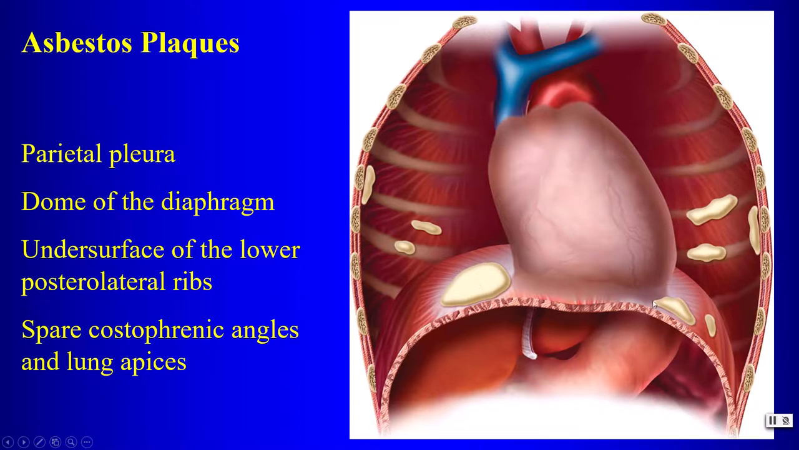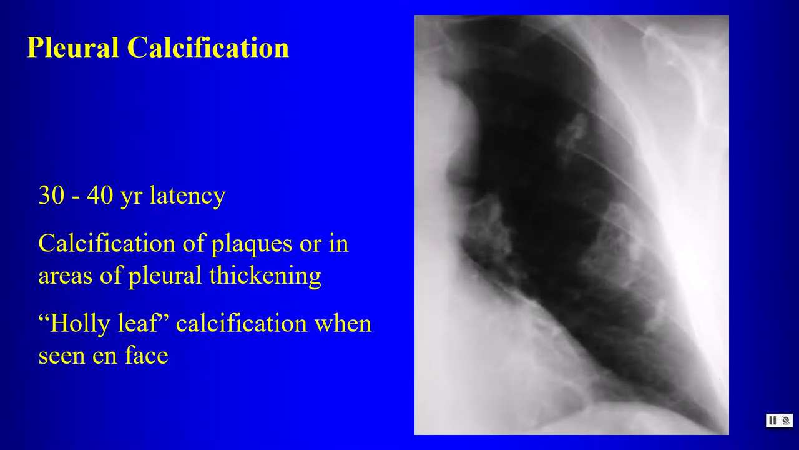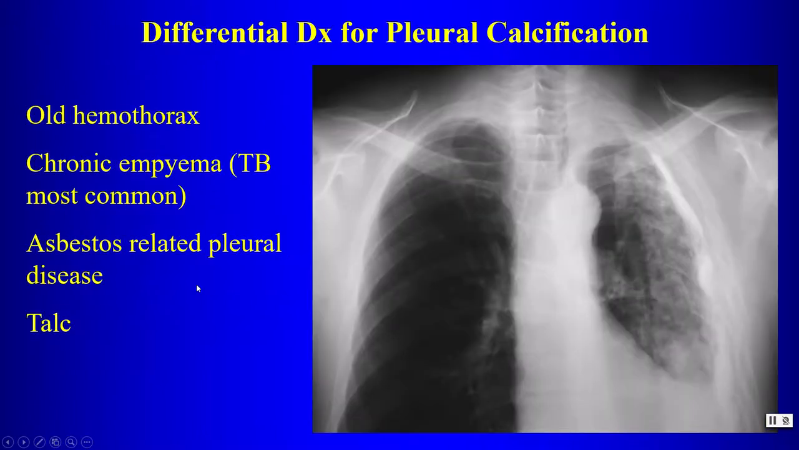And plaques over the diaphragmatic surface are also very characteristic of asbestos-related pleural plaques. So again, these spare the costophrenic angles and the lung apices. So this appearance of calcified, here we have calcified pleural plaques, and sometimes they can look nodular, as in this example. So that's a typical appearance for pleural plaques from exposure to asbestos. And we can also have pleural calcification from exposure to asbestos. Also, when we look at these calcified pleural plaques on FOSS, they may look like a holly leaf, called the holly leaf sign of these calcified pleural plaques.